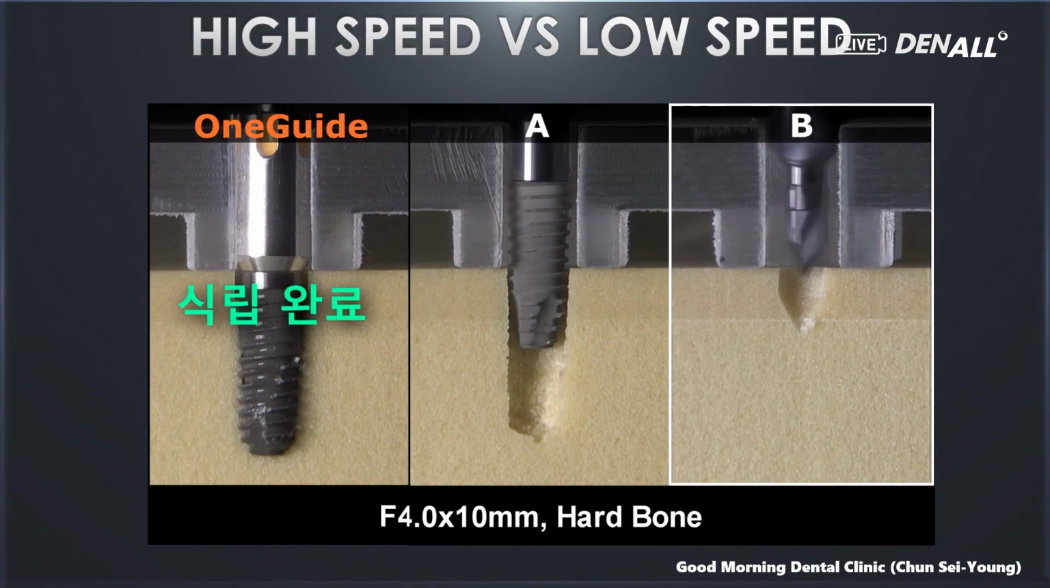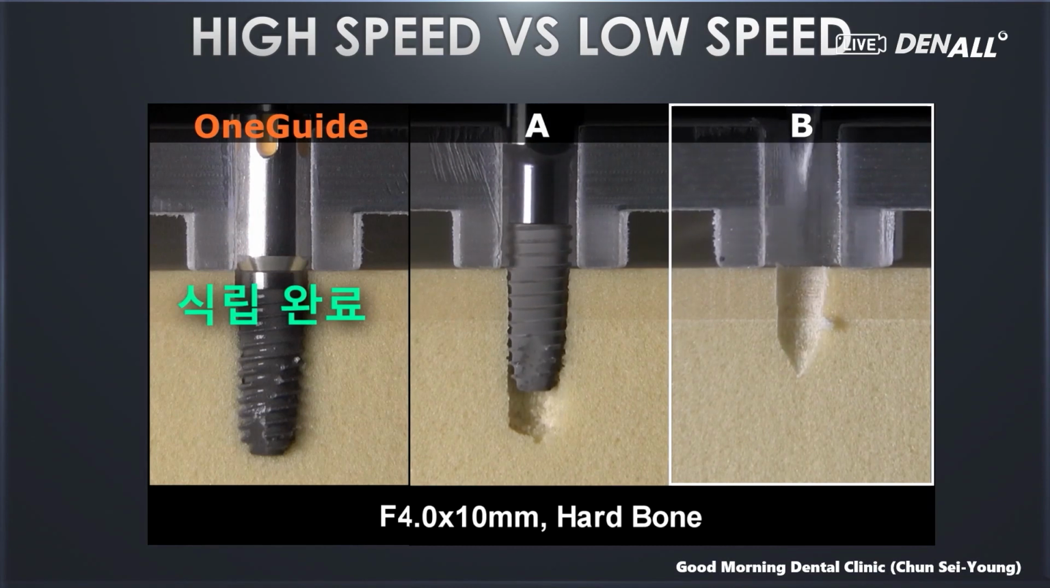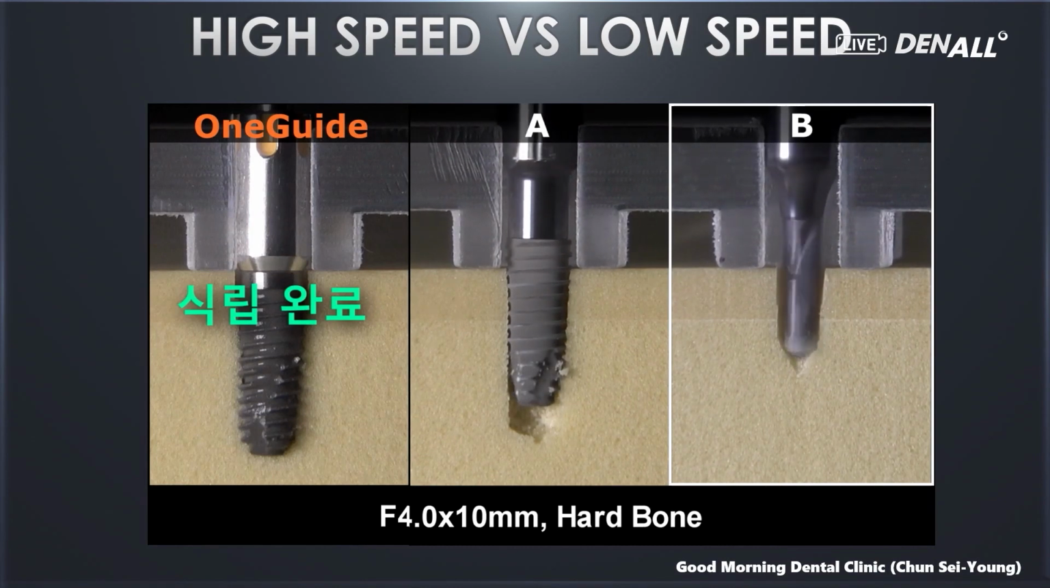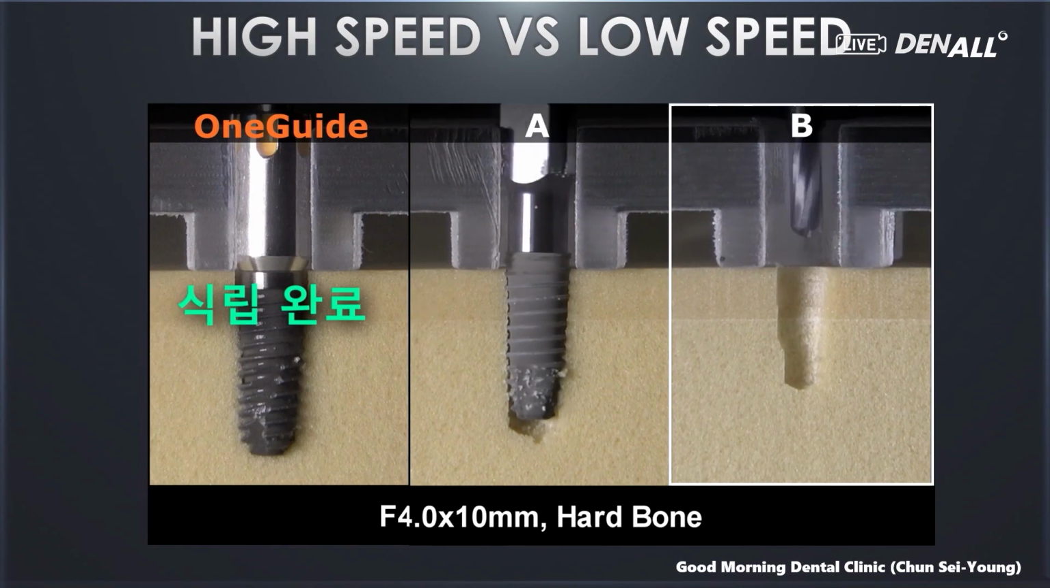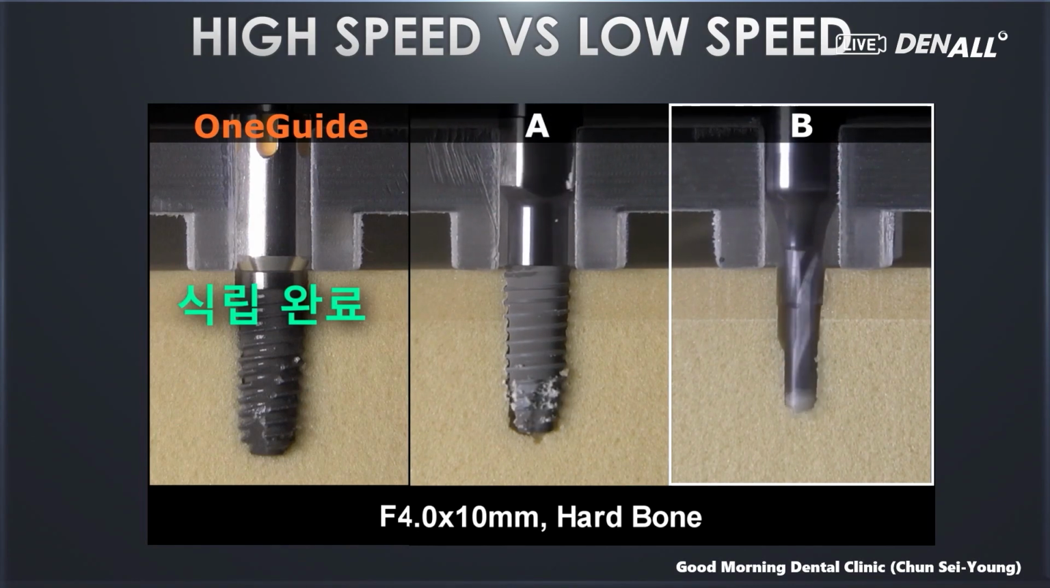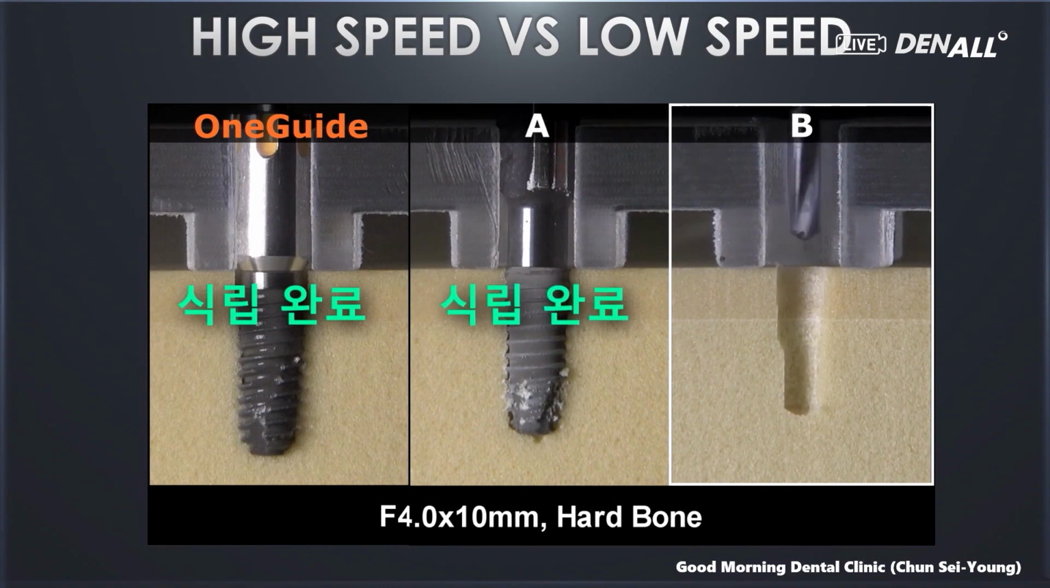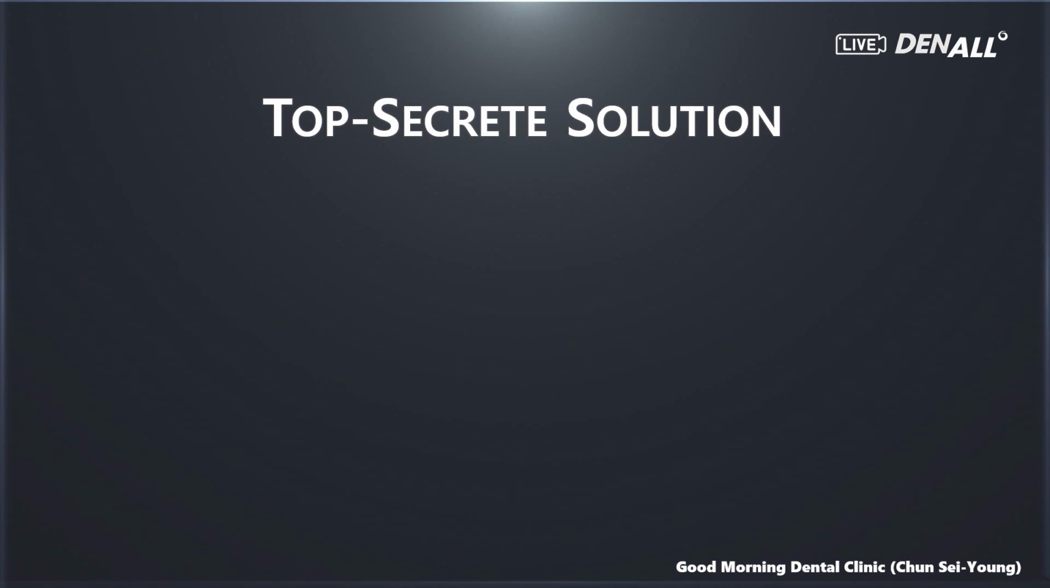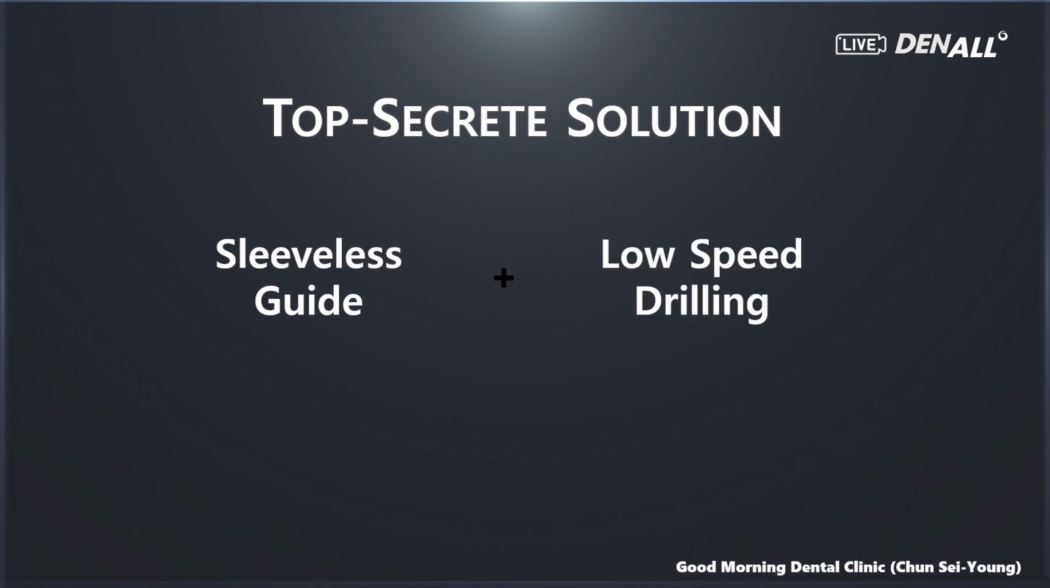In this case, high-speed drilling, just like one guide drilling when we do not use a sleeve, the same problem occurs. The inside wall can be cut away and distorted more than at a low speed. So in a guided surgery, let me talk about the top secret solution. What I'm proposing is sleeveless guide plus low-speed drilling. This solution can render the most accurate result. That's what I want to say.